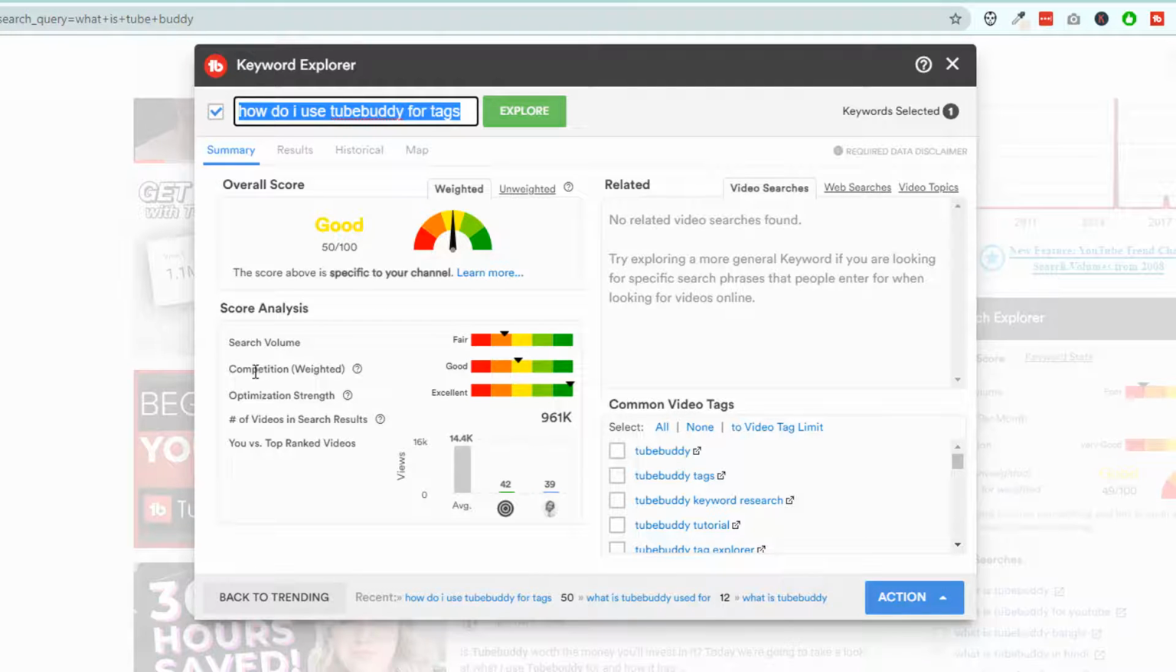Now, the competition on this particular keyword isn't awesome. The search volume isn't awesome. So you've got to take what you can get from that. But it doesn't mean it's a bad keyword. It just means don't expect spectacular things from it.